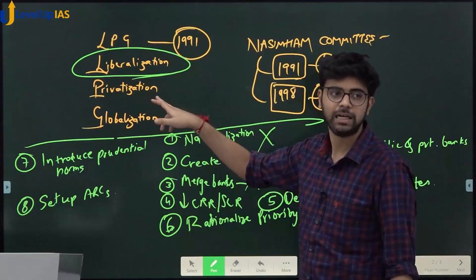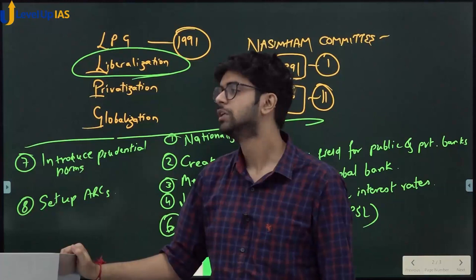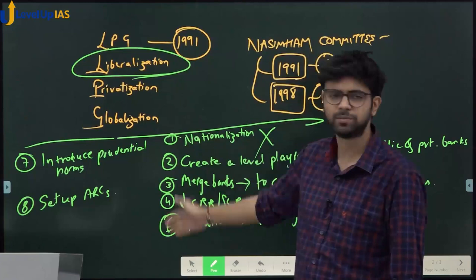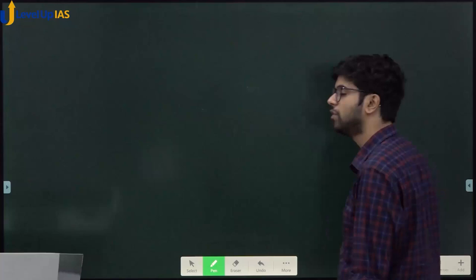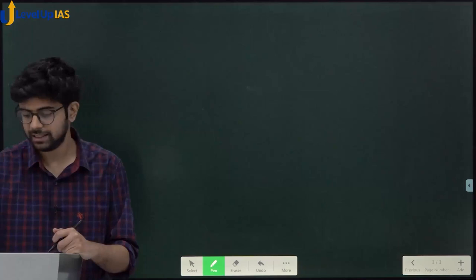And then we opened up our economy. We also invited a lot of private banks to come to India. JP Morgan, Deutsche Bank, HSBC, Standard Chartered, so many names you hear, they all came in. Privatization and globalization also happened. We are not going into detail because this is a separate chapter altogether. But did you understand this? This is the Narasimham committee report, primarily 8 recommendations. There were a lot of others also. Did you get this? Very easy, simple. Then this is done.